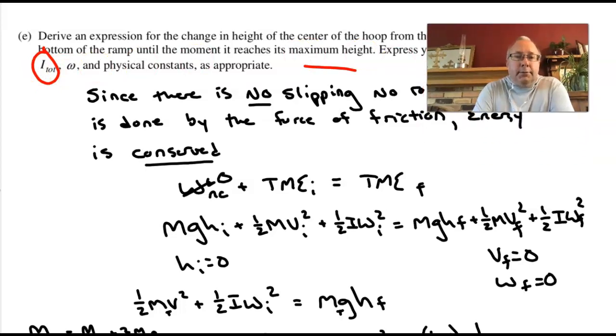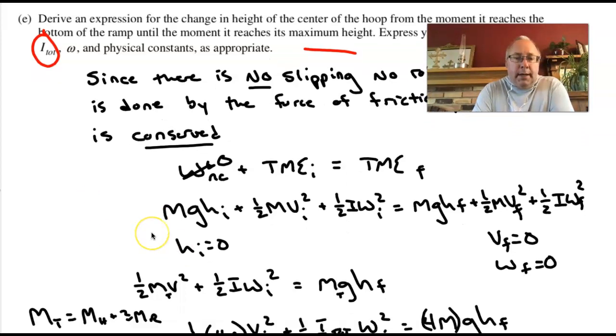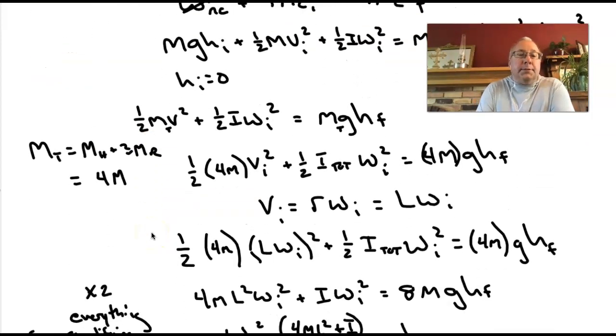All right, so if we come down and we start doing substitutions, our total mass for our kinetic energy is the hoop, right, plus the 3 rods. So that's a total mass of 4m. So we have 1/2 times 4m v_i squared, 1/2 I total omega_i squared, and our 4m g h_f. So we're going to leave this the same.